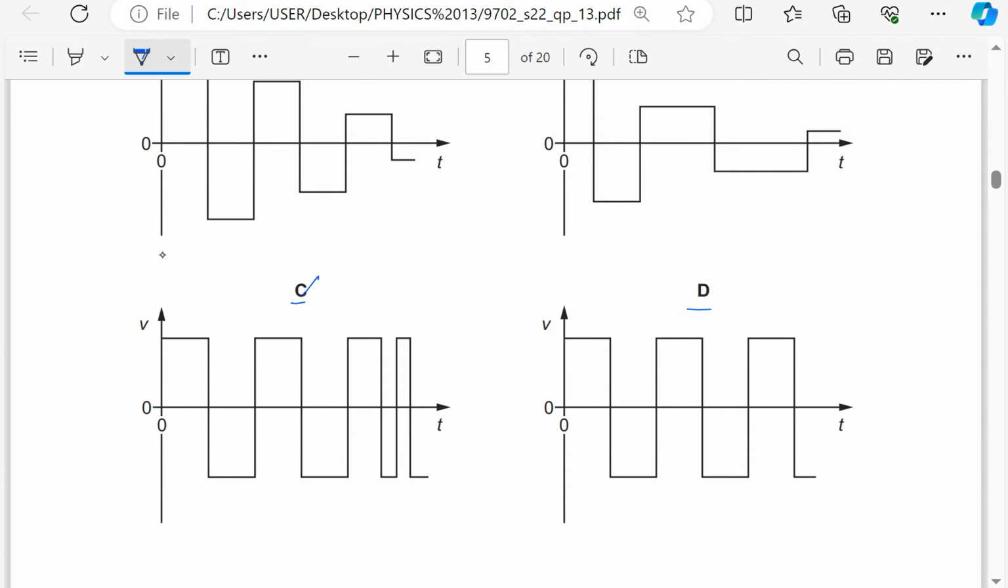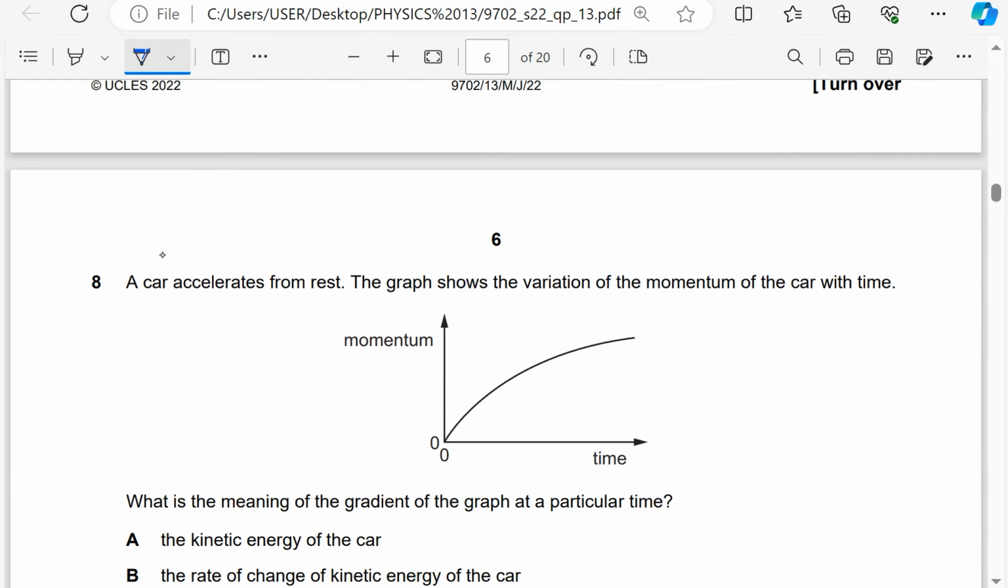So this graph is wrong because the area has changed. It means there has been a change in the distance or displacement, yet the area should remain the same. So the answer is going to be D. The distance between the buffers has remained the same, so the area under the graph must remain the same.